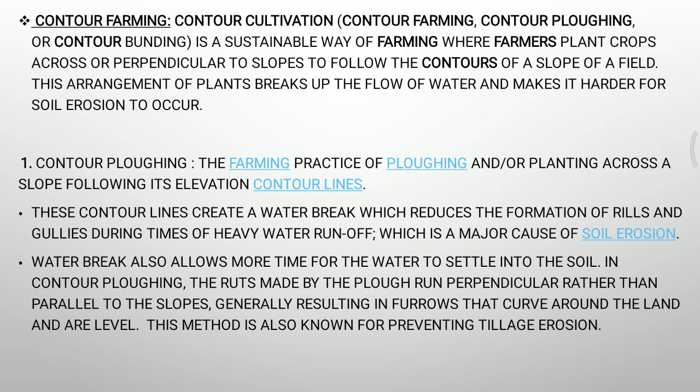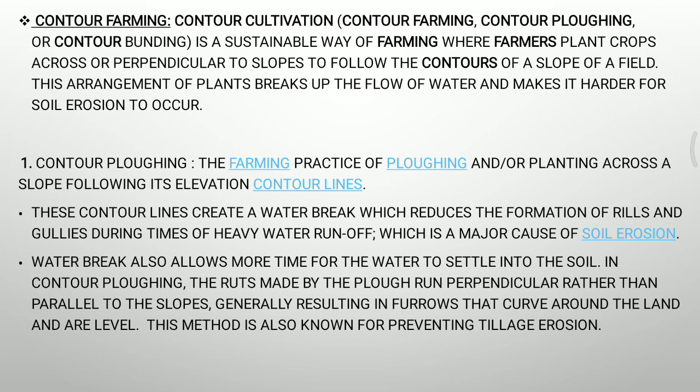So contouring will be done. In that contouring, the farmers plant perpendicularly so that the water will flow in the direction of the plants itself. This arrangement of plants breaks up the flow of water and makes it harder for soil erosion to occur. So as this is mainly done because of the contouring, the erosion of the soil will be decreased and also plants will get more water.